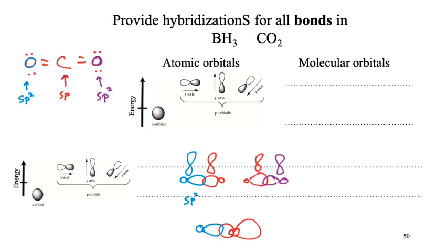Which picture do you like better? Okay, you like above. There you go. That's why I'm doing it that way. Okay? Because if we continue this, remember, we still had the p orbitals left over.